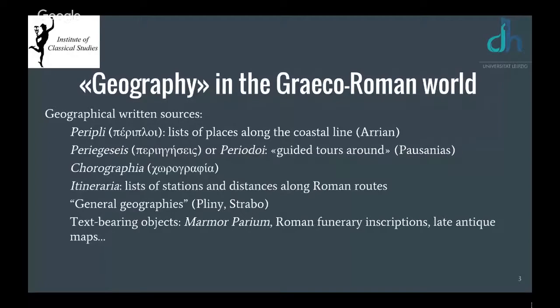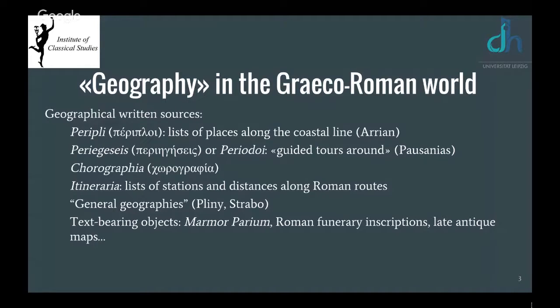So geography in the pre-modern world has some very different aspects in the conception of space from our modern way of seeing space. As for the Greco-Roman world, we have some quite defined types of written sources that bear this type of geographical or geospatial information, which you can find listed here. And these types of sources, just to give you an overview of what we're talking about, can have different types of structures in their text.